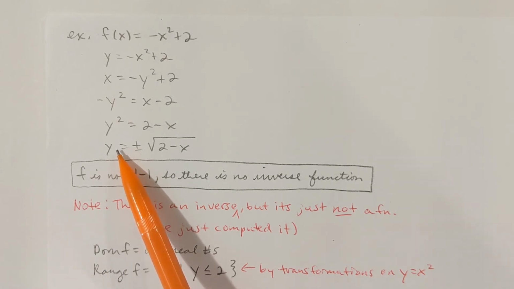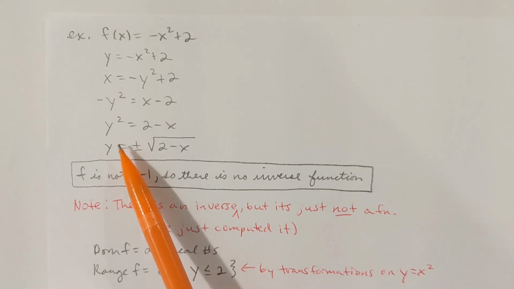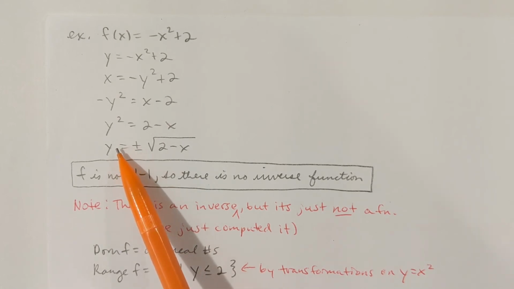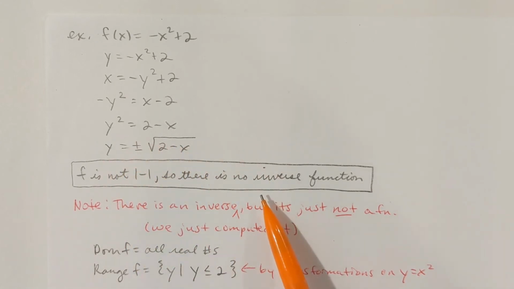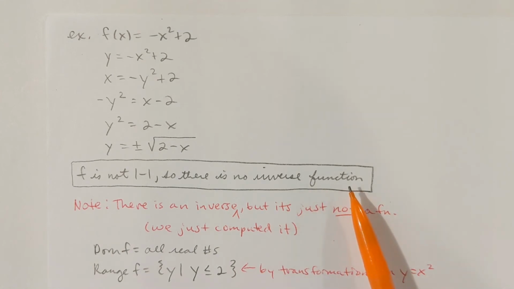Sometimes it's appropriate to use it, and sometimes it's not. It's not appropriate to use inverse function notation for this problem here. So you would just leave the answer in terms of y and x. F is not 1 to 1, so there is no inverse function. Now, I want to be careful about how I word that. I'm not saying that there's no inverse.